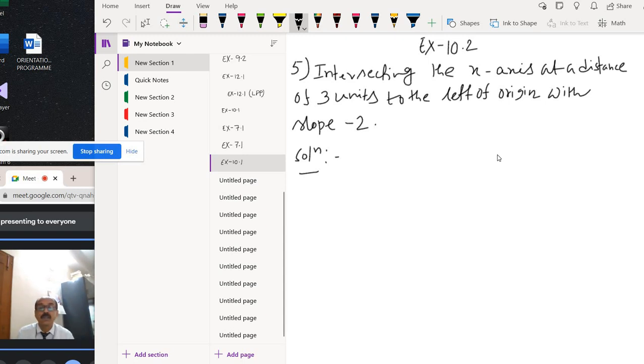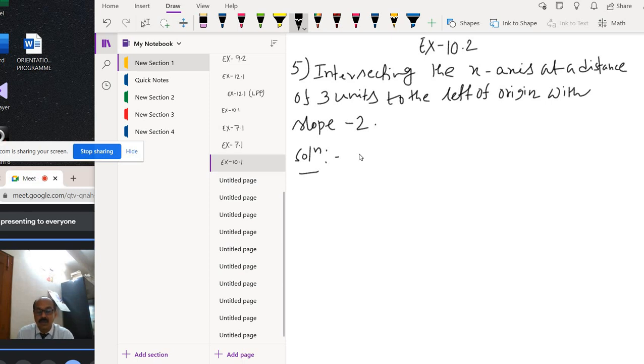Good morning. Chapter Straight Lines, exercise 10.2, question number 5. The question is: intersecting the x-axis at a distance of 3 units to the left of origin with slope minus 2. Left of origin means on the x-axis the length is minus 3, so the coordinate of that point is minus 3 comma 0 on the x-axis, and the slope is minus 2.